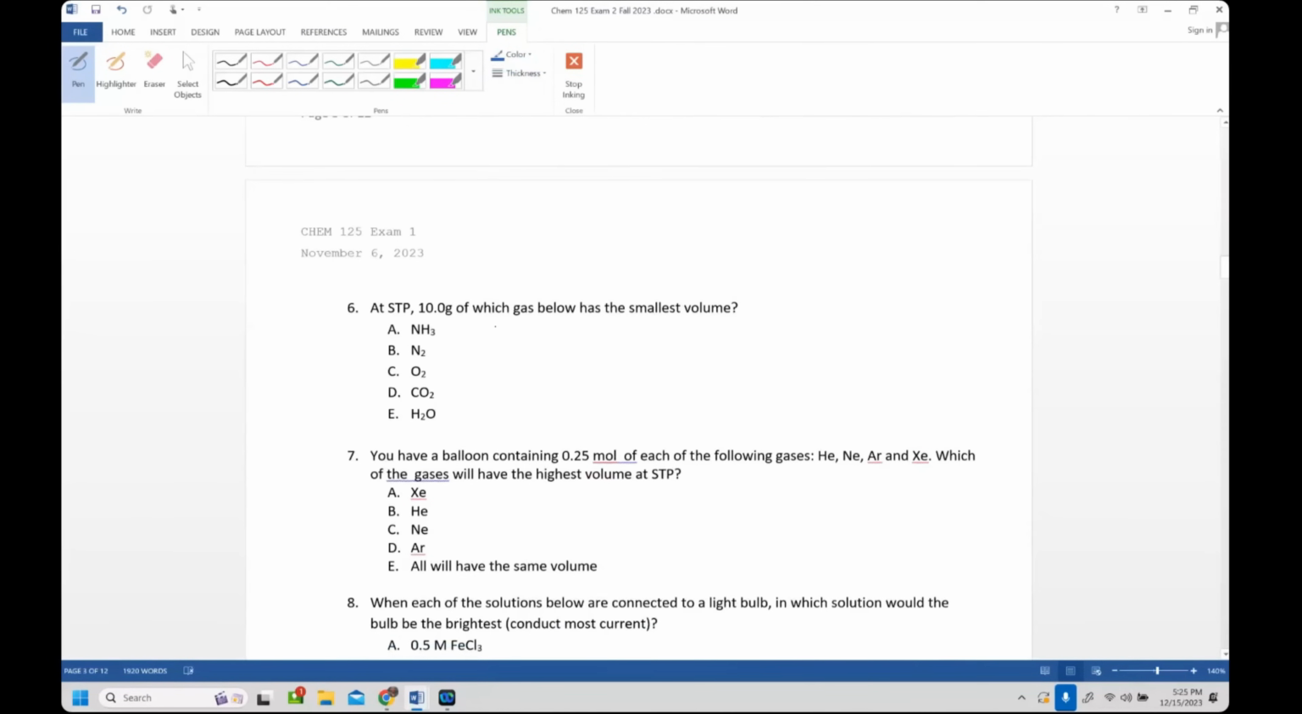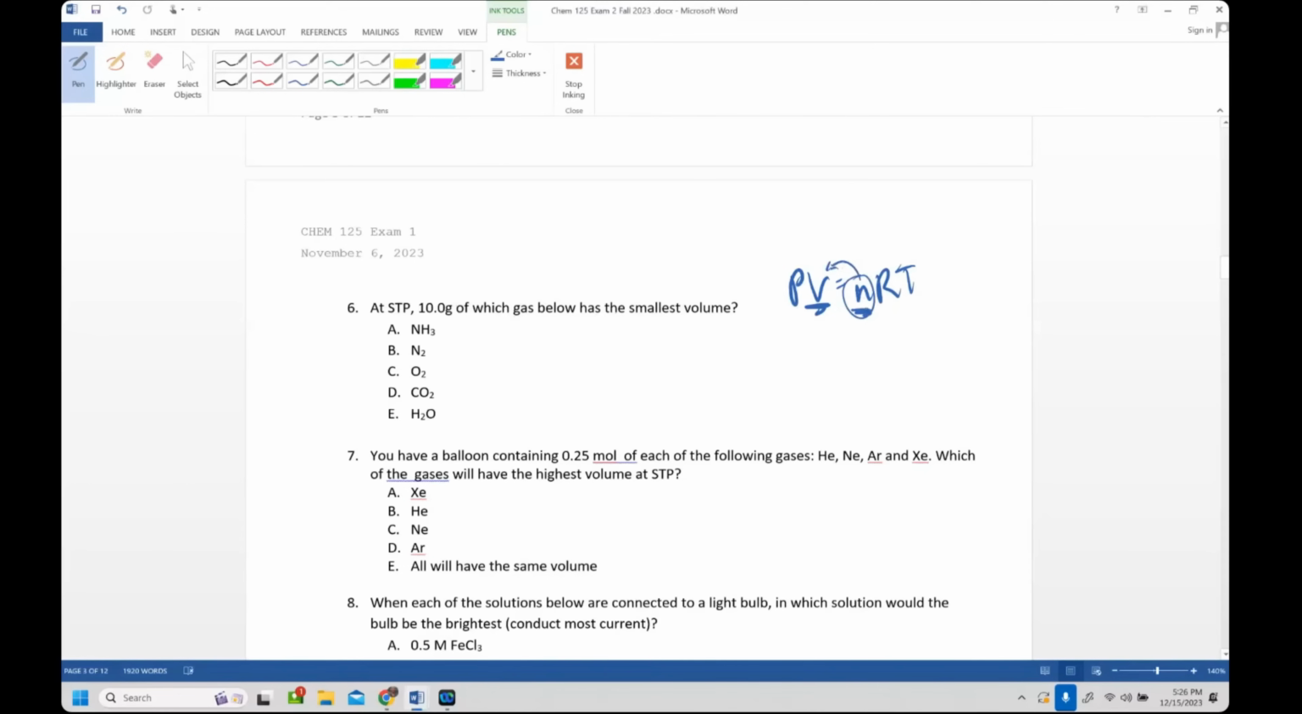All right, so at STP, 10 grams of which gas has the smallest volume? So volume, we're talking about number of moles, right? Because according to the ideal gas law, volume is directly proportional to number of moles. The more gas molecules you have, the more volume you have. So whichever of these gases is lighter, has a lower molar mass, that means that 10 grams of them will have the highest number of moles. That higher number of moles directly correlates to a larger volume.